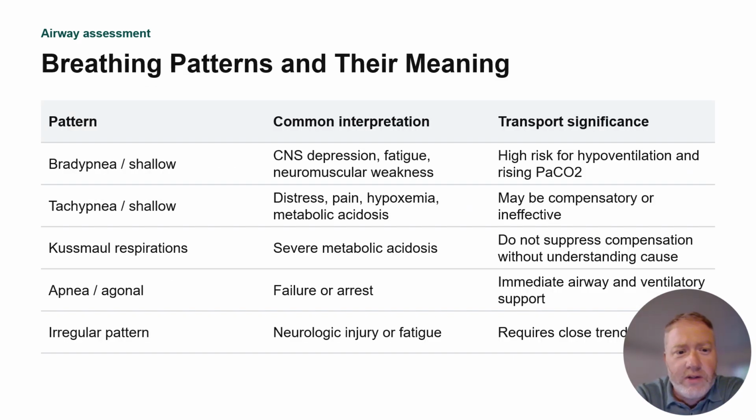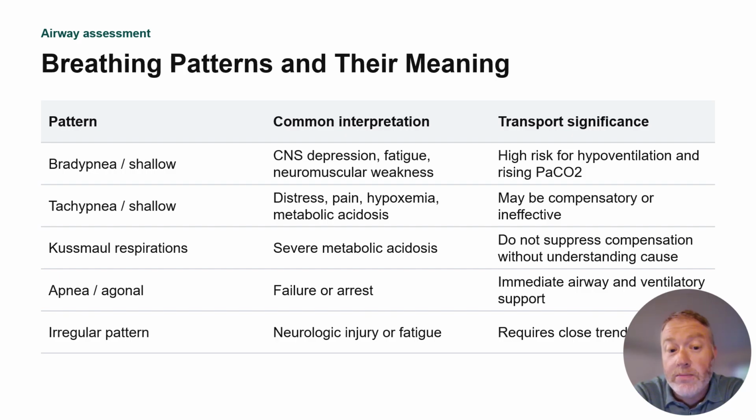A little refresher on the different types of breathing patterns. Bradypnea, shallow breathing. So bradypnea, of course, is a slow or a low respiratory rate. Common interpretation, CNS depression, fatigue, some neuromuscular weakness. The significance in the transport environment, of course, is a high risk for hypoventilation and a rising PaCO2 because of the low respiratory rate.